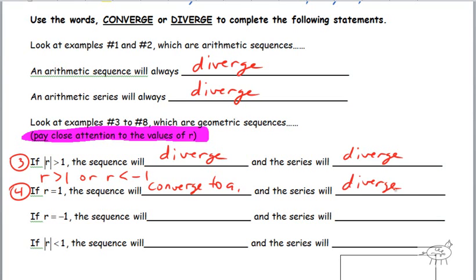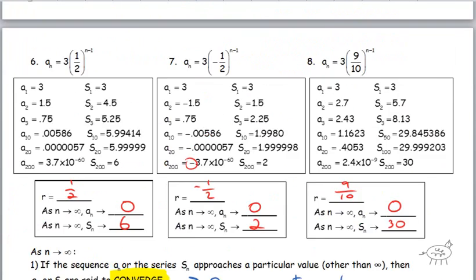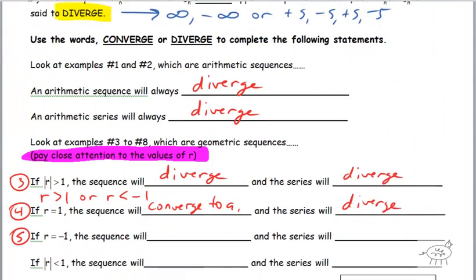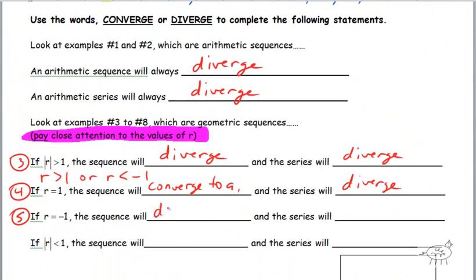Okay? r equals negative 1. That's going to be example number 5. So let's go back and take a look at that one real quickly. And you can see what's going on. A sub 1, a sub 2, right? It's going 3, negative 3, 3, negative 3. Okay, so that doesn't exist as you look at this, the sequence and the series, because they both fluctuate between like 3 and negative 3 or 3 and 0, right? Back and forth, back and forth. So both of those do not exist, which means the sequence will diverge and the series will diverge.